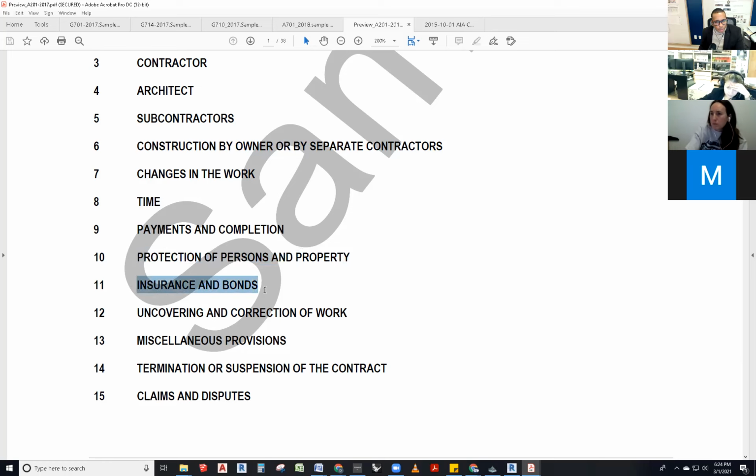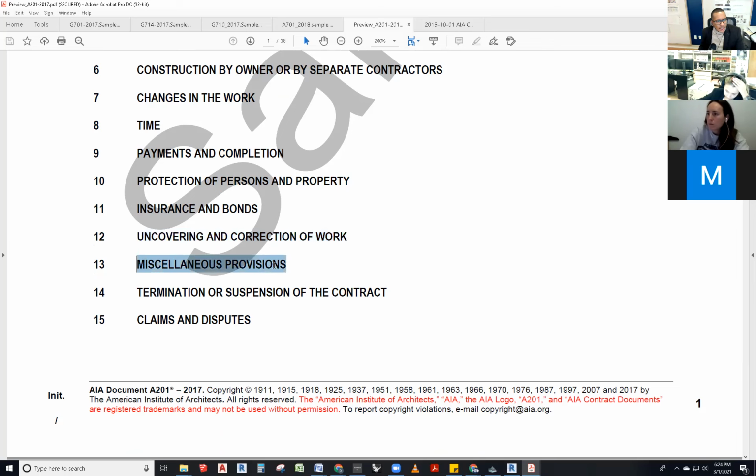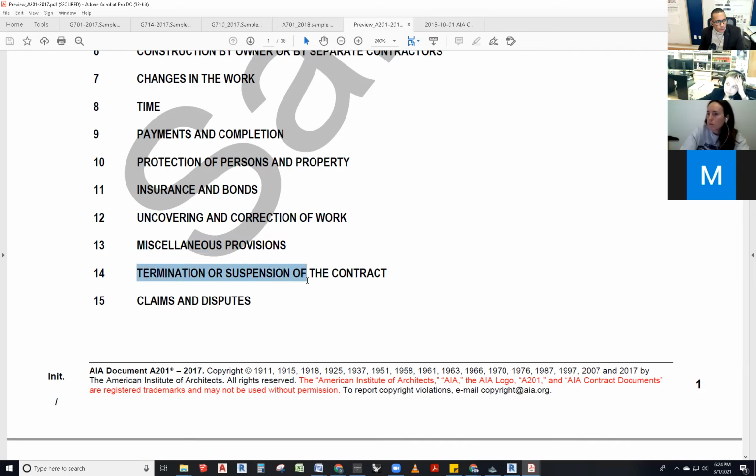Those are about performance bonds and bid bonds, which are different things. I want you to be familiar with those two terms, bid bonds and performance bonds, and what they are all about. Then there's this article right here about uncovering and correction of work. We live in an imperfect world, and things do need to be corrected sometimes. So how do we deal with those, and how do we uncover them to know whether they're actually done right or not? Then there are the miscellaneous provisions, terminations or suspensions of the contract, claims and disputes.